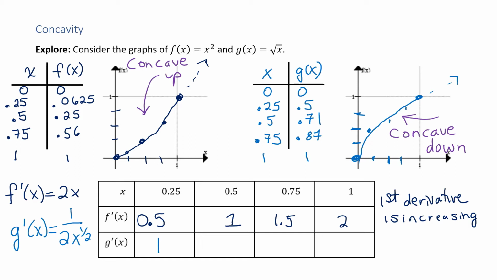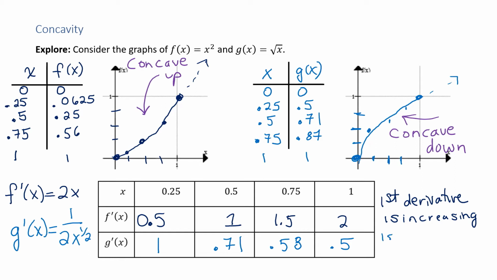At 0.5, 0.71. At 0.75, 0.58, and at 1, so that would be 1/2 times the square root of 1, is just going to be 0.5. Let's notice the derivative of g evaluated at 0.25, 0.5, 0.75, and 1. They're all positive, which matches the fact that the graph of the function is rising.